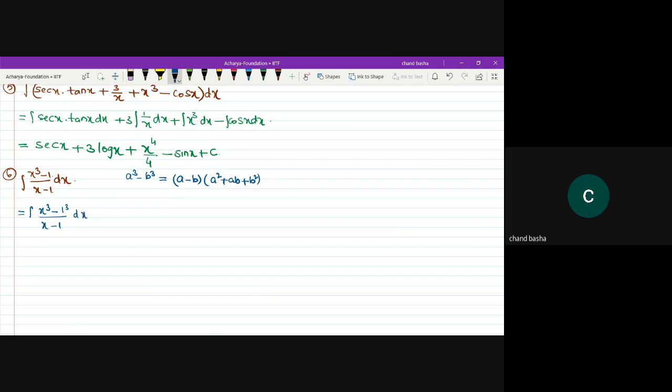It is the same as a cube minus b cube. What I can write? x minus 1 gets cancelled. That is what I am going to apply. And remember, guys, in integration we don't have any formula for division. But in differentiation, we have d by dx of u by v. But in integration, we don't have that particular formula. Be careful. So if any function is there in the denominator, you have to reduce it, and that function must be either cancelled or reduced. So dx is equal to integral x square plus x plus 1.